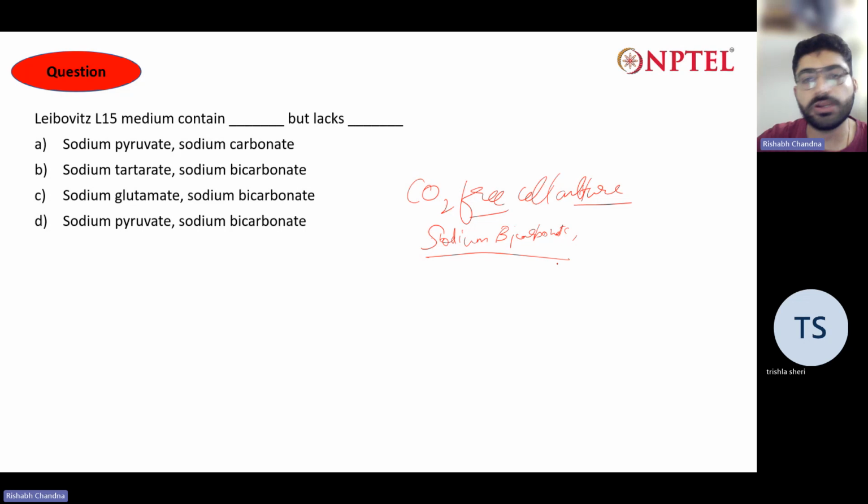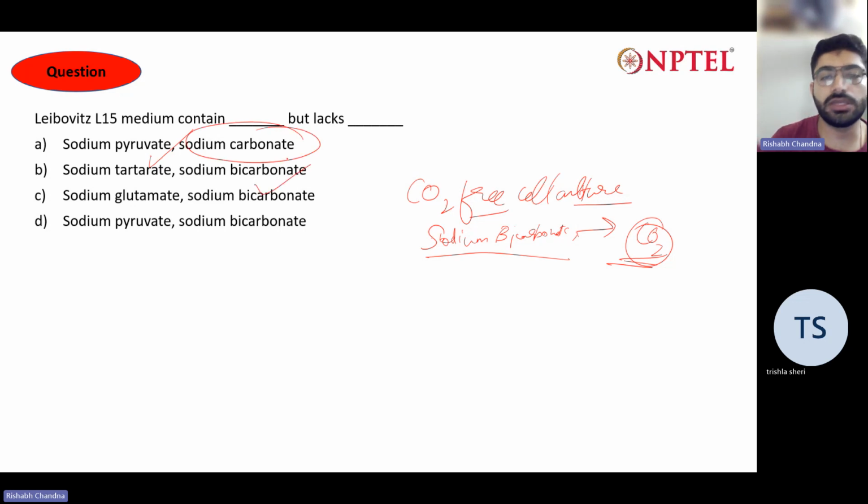So the basic component is sodium bicarbonate that provides the CO2 or the carbonic acid that we need for buffering action mainly. And other components are also there that help in buffering of the media. In this case, it also has sodium pyruvate for the same purpose as well as for metabolizing. So L15 media has sodium pyruvate, but it doesn't have sodium carbonate. It has sodium bicarbonate.